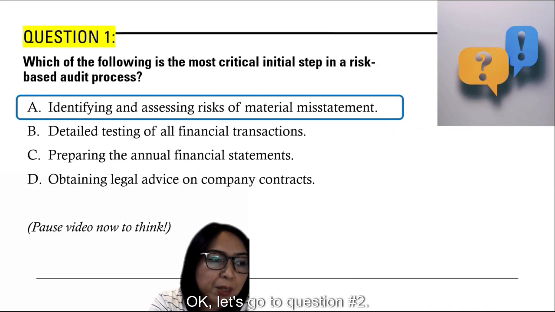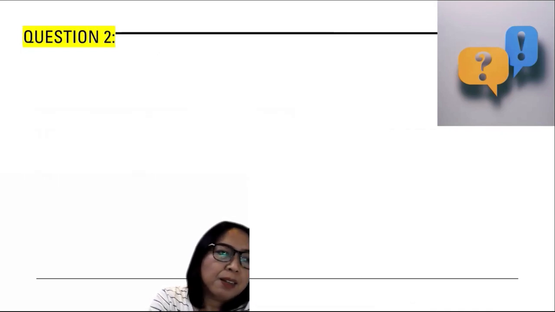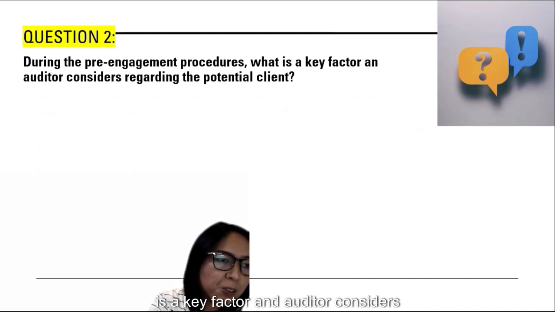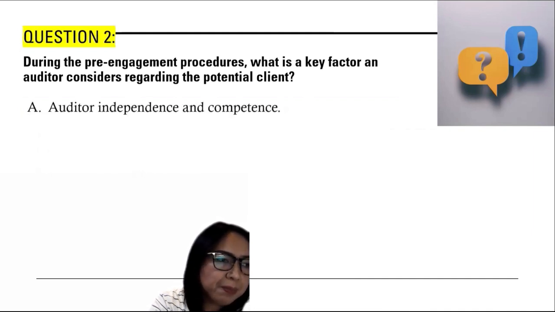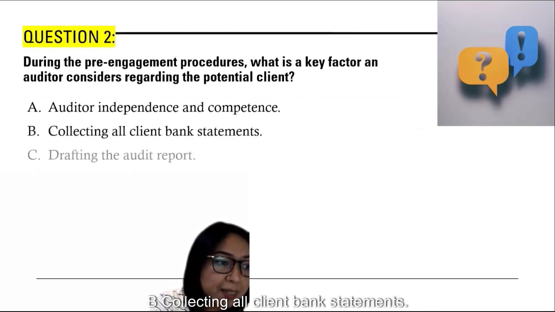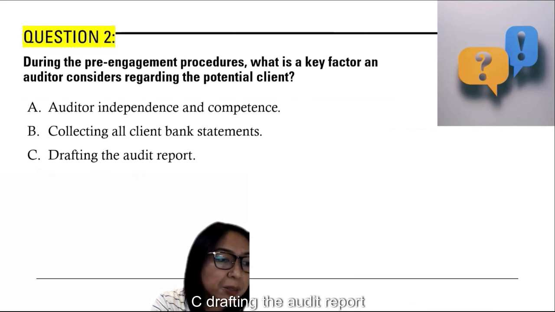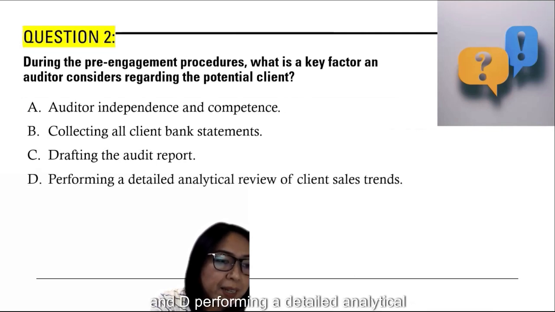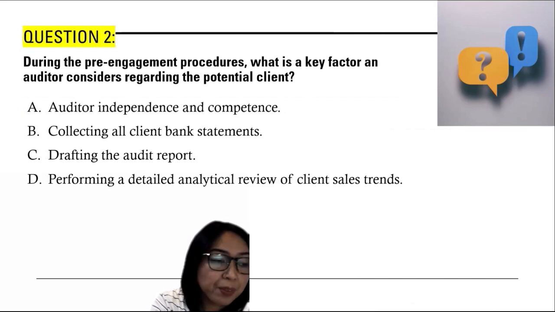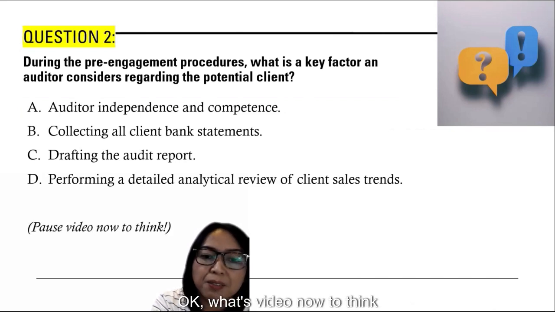Okay, let's go to question number 2. During the pre-engagement procedures, what is a key factor an auditor considers regarding the potential client? A. Auditor independence and competence. B. Collecting all client bank statements. C. Drafting the audit report. And D. Performing a detailed analytical review of client sales trends. Okay, pause video now to think.